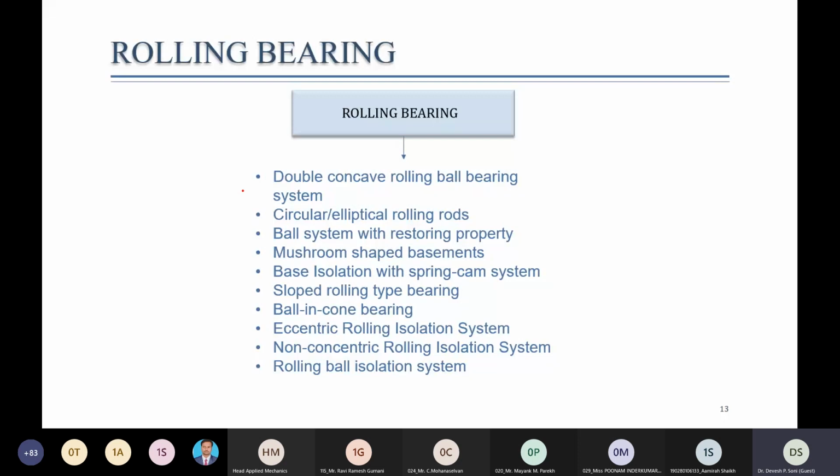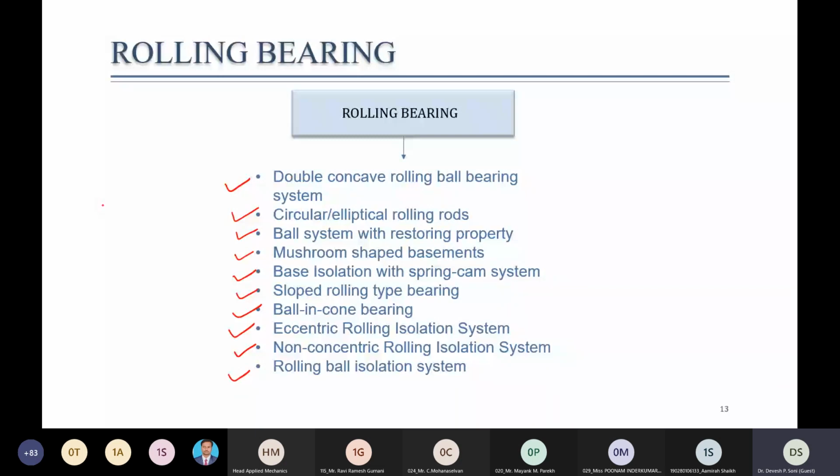Only a few of them have got a place in actual practice. However, other systems still remain in literature. So the first type is double concave rolling ball bearing system, then circular or elliptical rolling rods, then ball system with restoring properties, then mushroom shape basements, then base isolation with spring and calm system, then sloped rolling type bearing, then ball in cone bearing system, then eccentric rolling isolation system, then non-concentric rolling isolation system, and last, the rolling ball isolation system. Okay, all of these systems work on the principle of rolling.